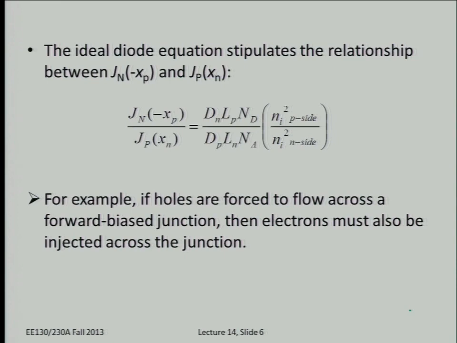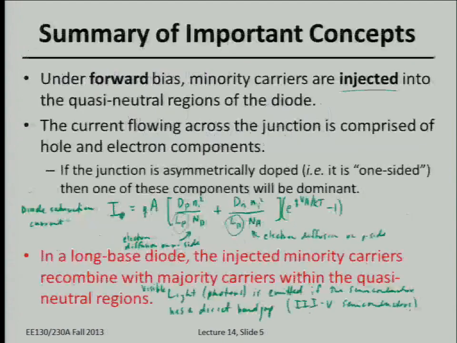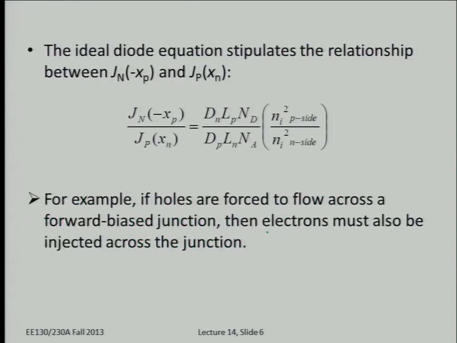Okay, so relevant to a bipolar junction transistor, which we will cover towards the end of this course, the ideal diode equation also naturally stipulates the ratio of the hole diffusion current across the junction and the electron diffusion current across the junction. So if you take these two components of carrier diffusion and just take the ratio, you get this fraction. This is important later when we come back and talk about PN junction, bipolar junction transistors.